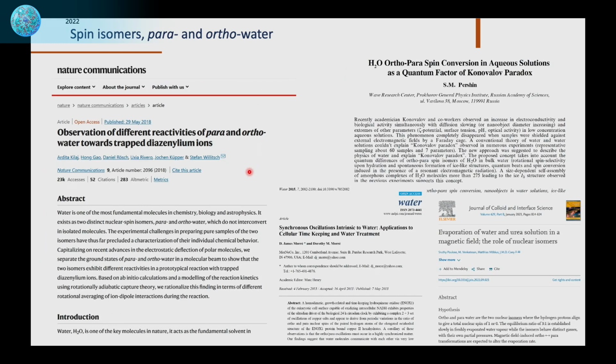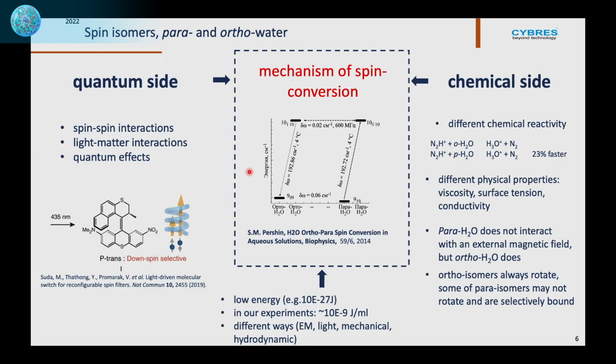And there are a lot of publications. You can check them in the recorded version.